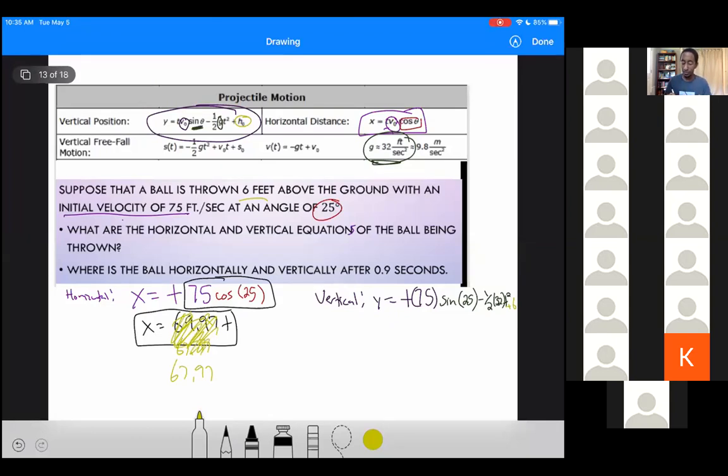Okay, so then this part right here, we would simplify what we can simplify. So 75 times sine of 25.